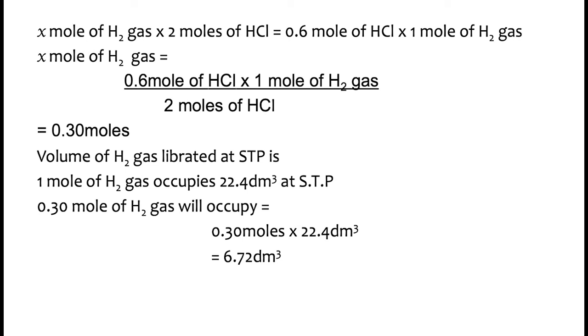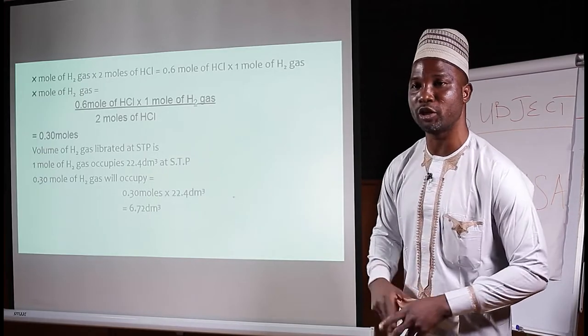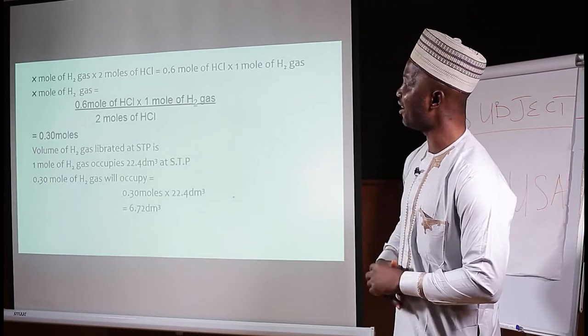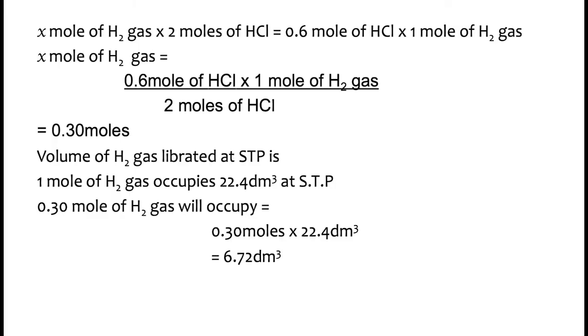Making X the subject of the formula, we will say X mole of hydrogen gas equals 0.6 mole of hydrochloric acid times 1 mole of hydrogen gas divided by 2 mole of hydrochloric acid. And our final answer after punching our calculators will be 0.30 mole of hydrogen gas.